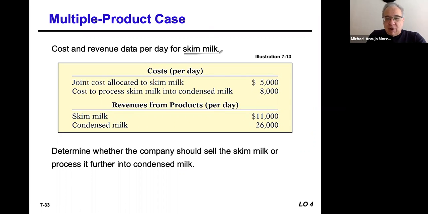Here is some data for skim milk. The joint costs allocated to the skim milk are 5,000. The cost to process the skim milk into condensed milk is another 8,000. The revenue from just selling the skim milk is 11,000 per day. However, the revenue if we change it to condensed milk would be 26,000 per day. It's a pretty big difference. So let's decide whether we should sell the skim milk or turn it into condensed milk.